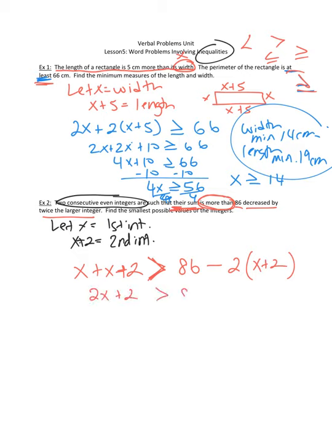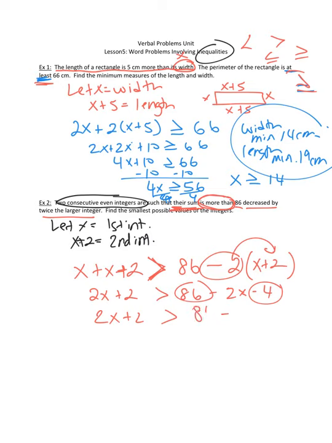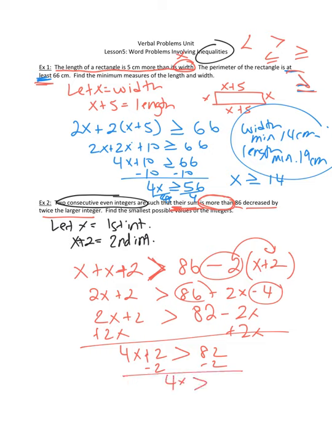So I'm going to combine. I have 2x plus 2 is greater than 86 minus 2x minus 4. Be careful, you're distributing this negative along with it. I have 2x plus 2 is greater than 86 minus, let me combine 86 and negative 4 actually. And that's going to give me 82 minus 2x, and then I will add 2x to bring this to the left side. I have 4x plus 2 is greater than 82. Subtract 2, 4x is greater than 80. Divide by 4, x is greater than 20.